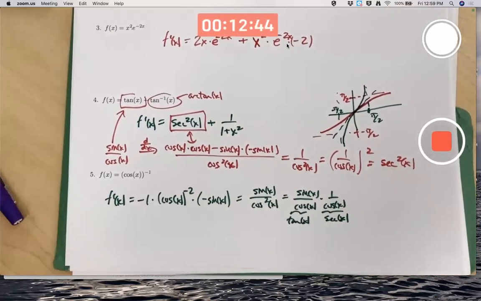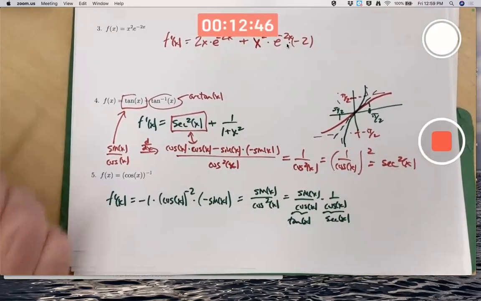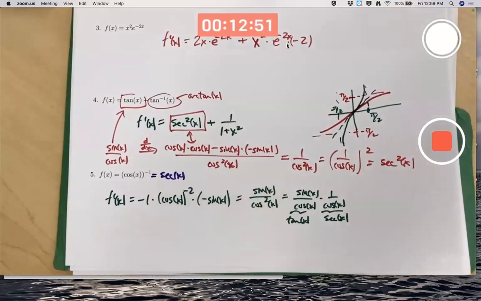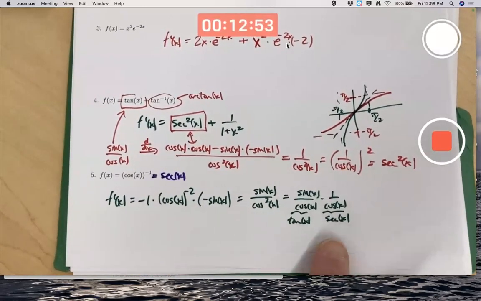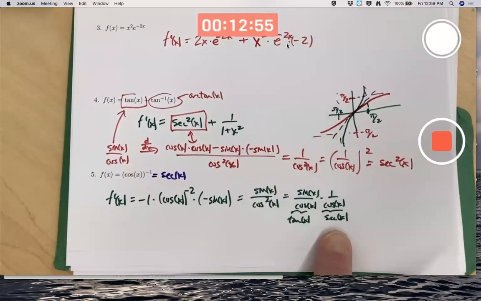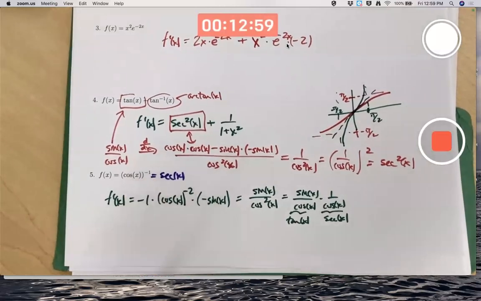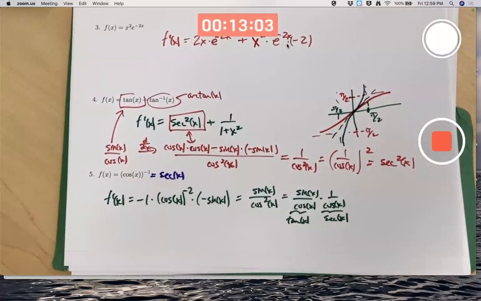Hey, secant times tangent. Well, this is the same as the secant function. You could have also recognized it that way and gotten the same answer. This is not the inverse cosine function. The -1 power is on the outside of the parentheses. It also can be done with the quotient rule.